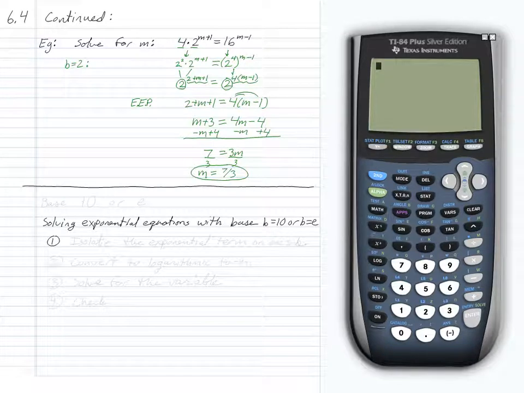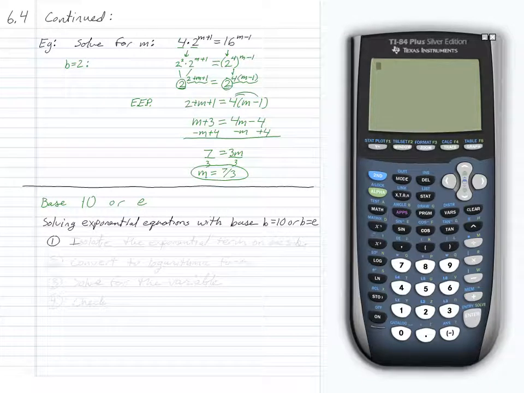Now the procedure that we used in this example will work as long as we are somehow able to express both sides in terms of the same base. This is not always as simple as it sounds. But if we are in another special case, if the exponential part of our equation involves a base of 10 or a base of e, then we can use a slightly more powerful procedure.